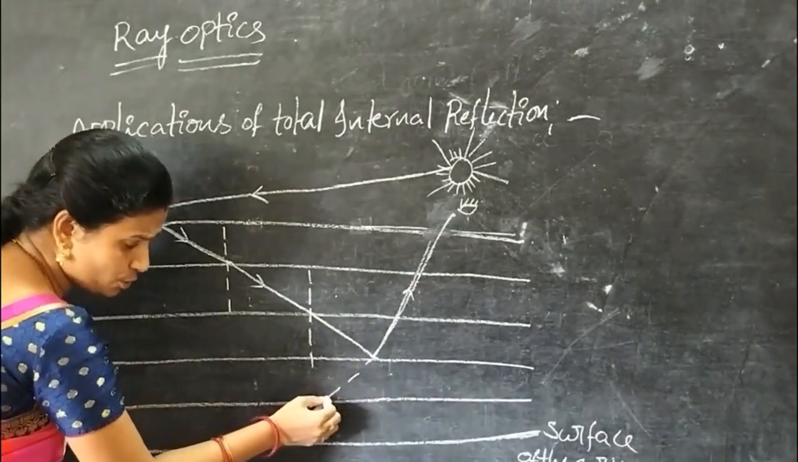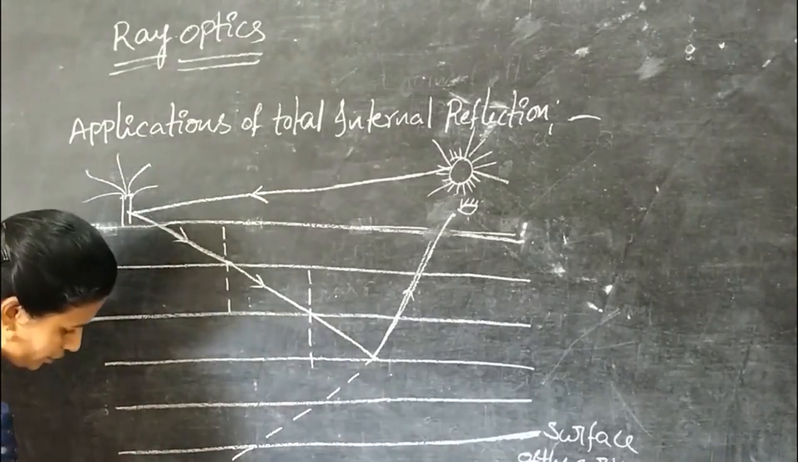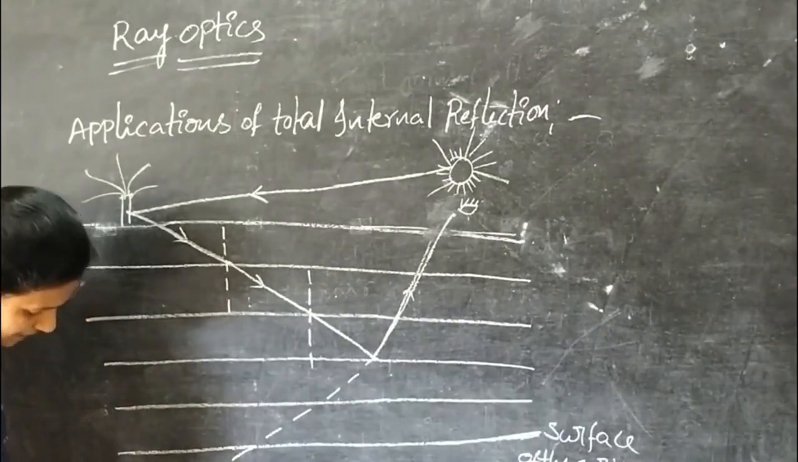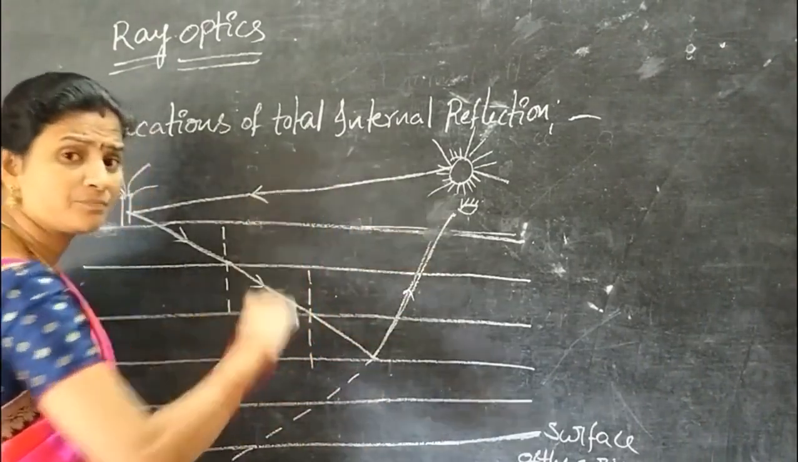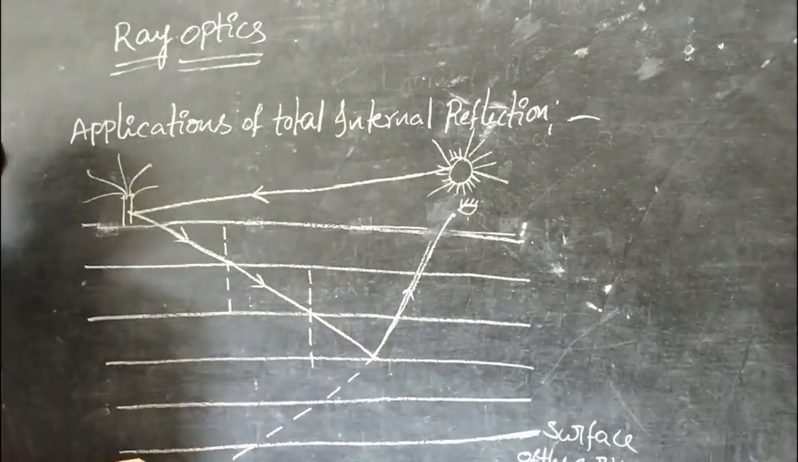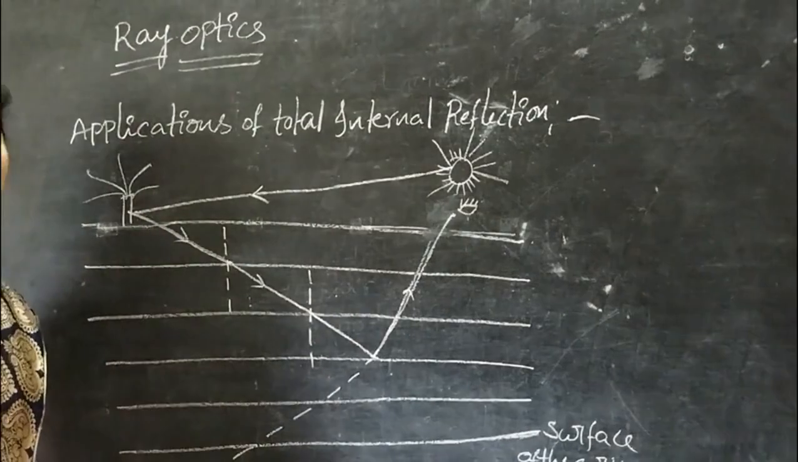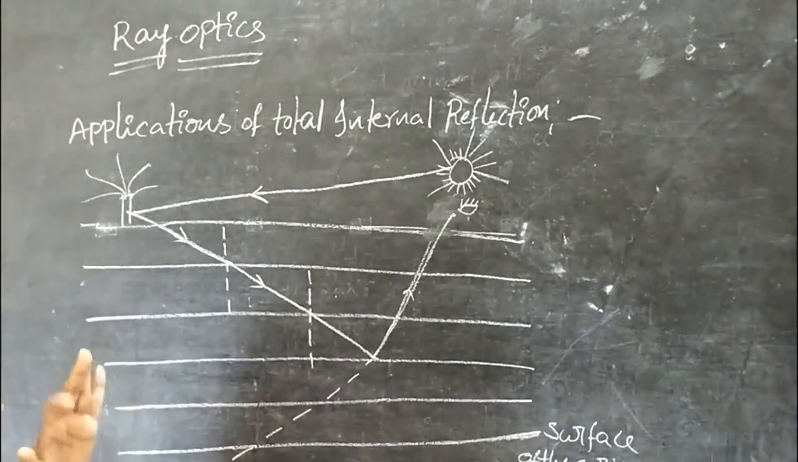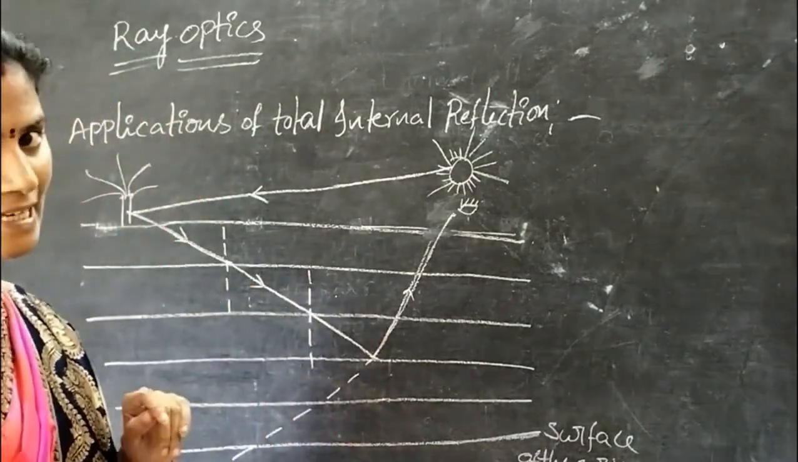The light always chooses a straight line path. So that's why the object appears here, which is nothing but an upright image. And the reflection of clouds looks like water. This is how mirages are formed. How are mirages formed? This is the most important 4 marks question in our exam.